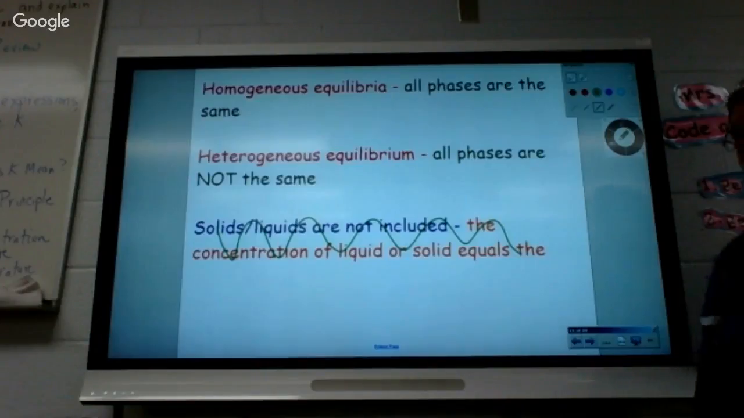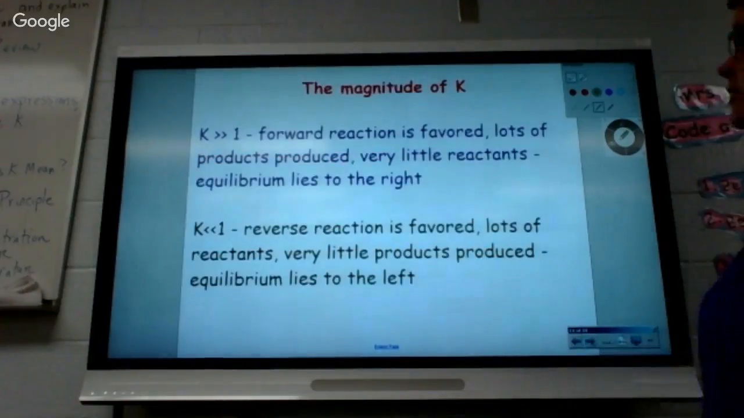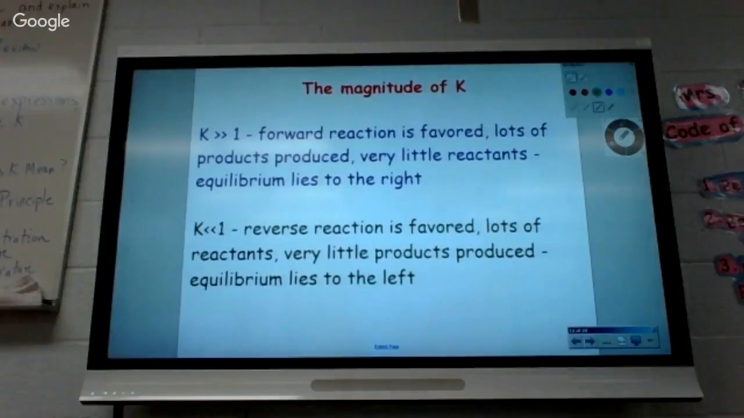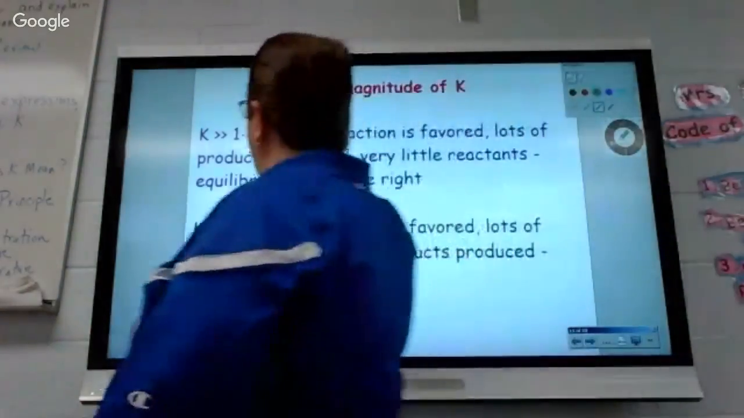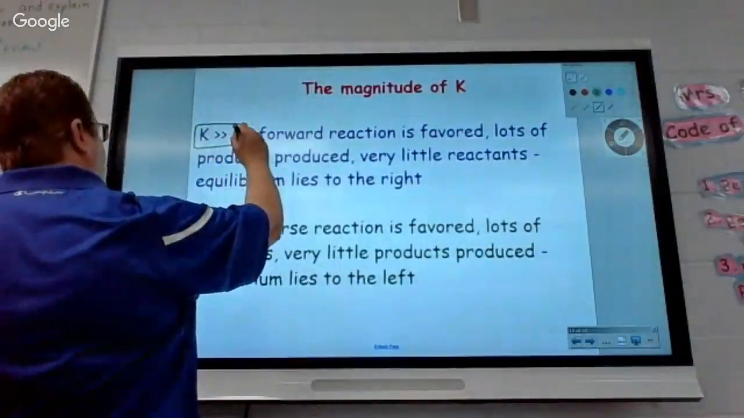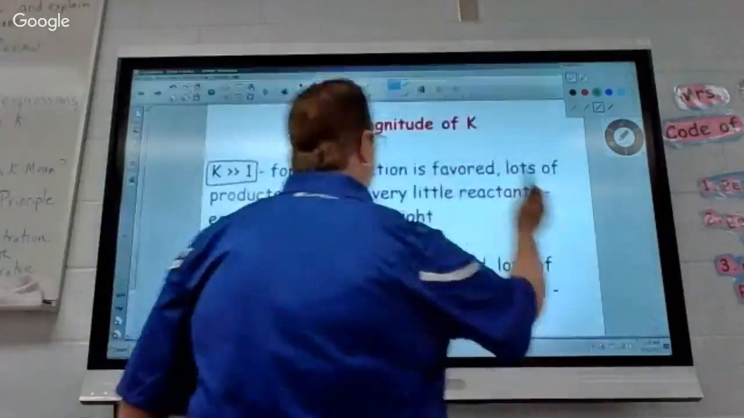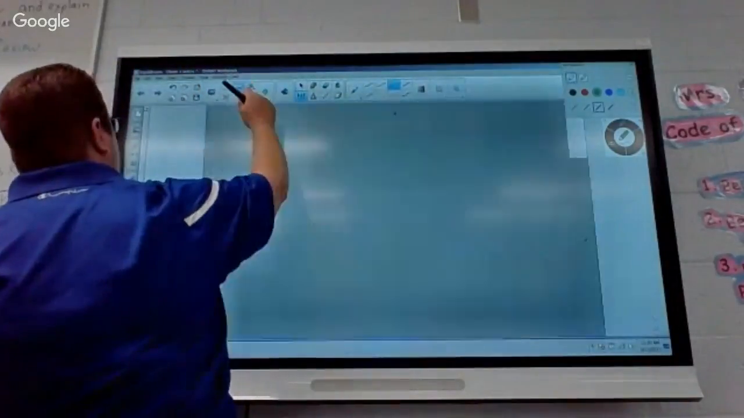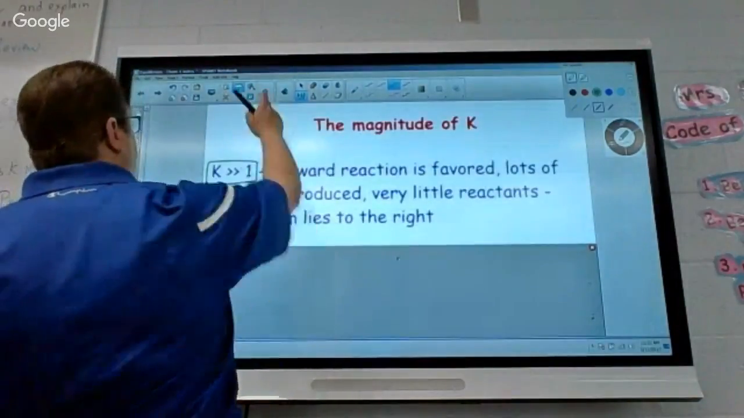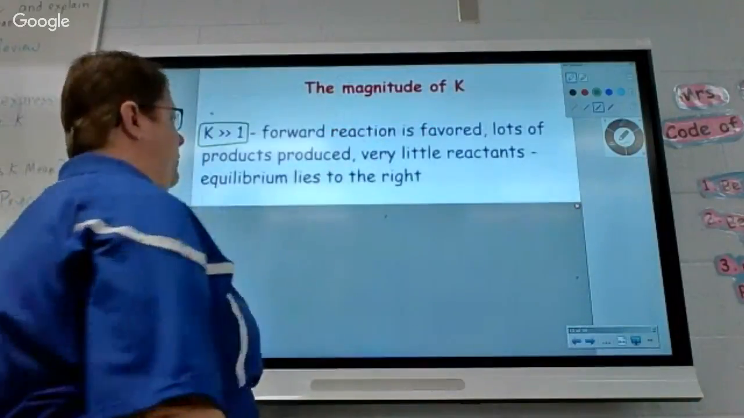All right, so what does K tell us? K can actually be three things. The first two are on this board. I'm pretty sure the last is on the other board. The first thing K can be. First of all, lots of people do not know what this means. Does anybody know what that means?